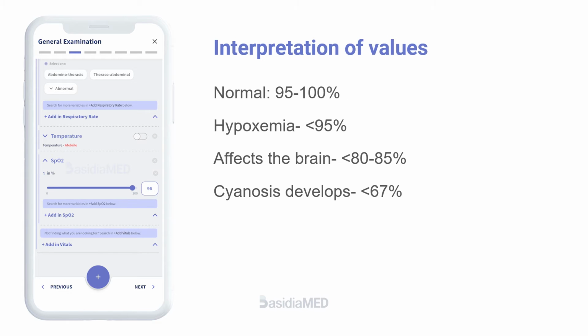The normal oxygen levels in a pulse oximeter usually range from 95% to 100%. Levels below 95% are considered hypoxemia. The brain gets affected when the SpO2 level falls below 80 to 85%. Cyanosis develops when the SpO2 level drops below 67%.